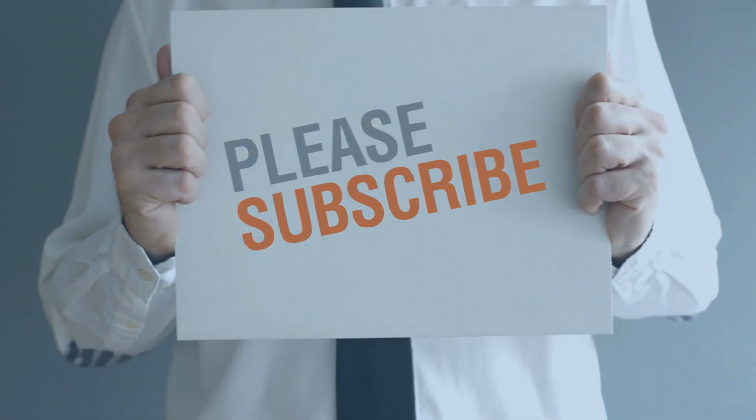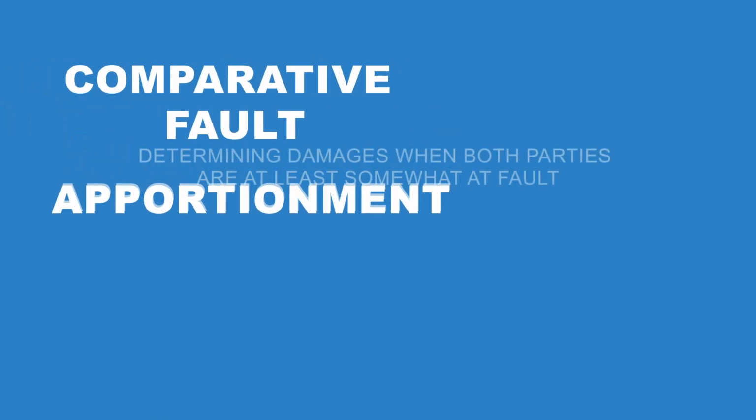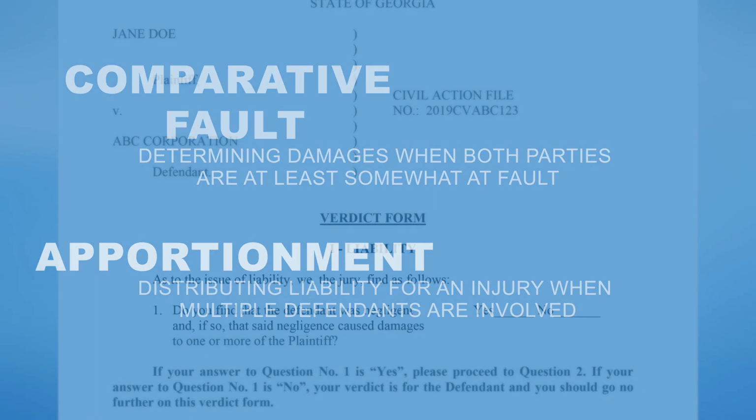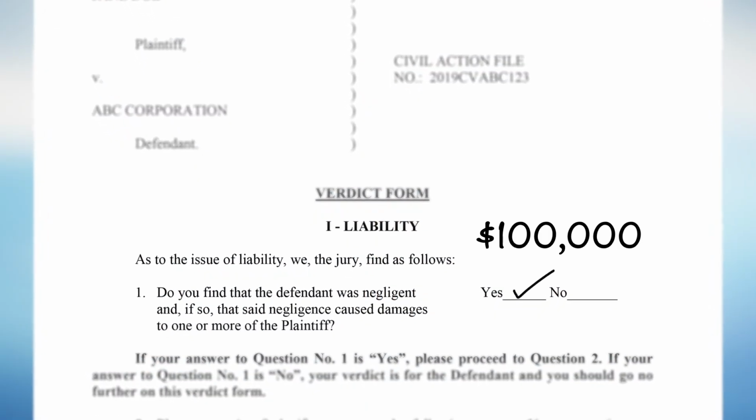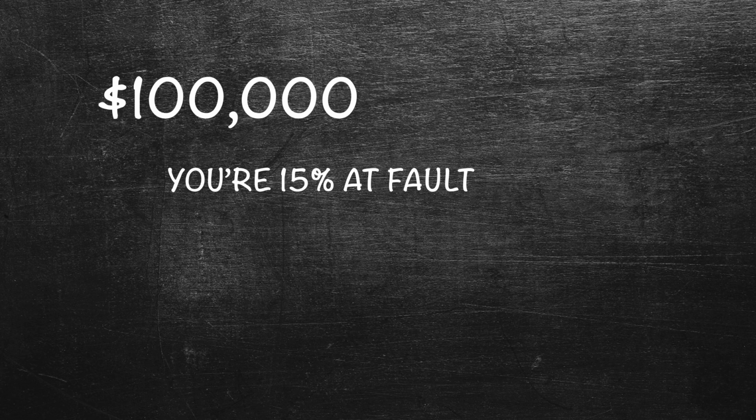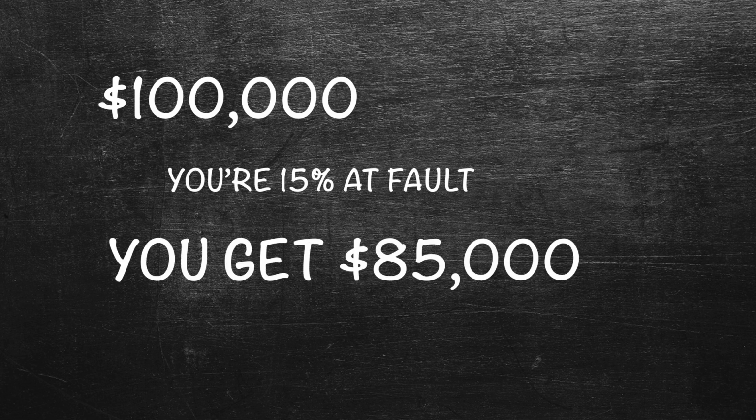So I know just listening to comparative fault or apportionment sounds pretty boring, but it can have a huge impact on your personal injury case. For example, if you go to trial and the jury awards you $100,000 for your injuries, but the jury says that you're 15% at fault, then the trial court's going to reduce that $100,000 to $85,000, which would reduce your overall recovery.